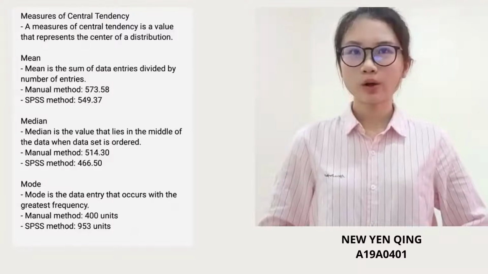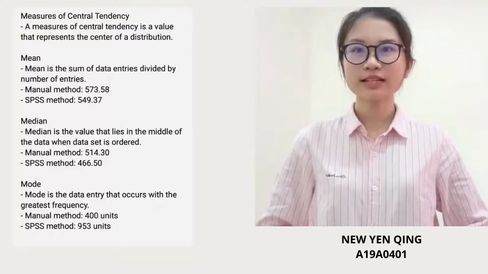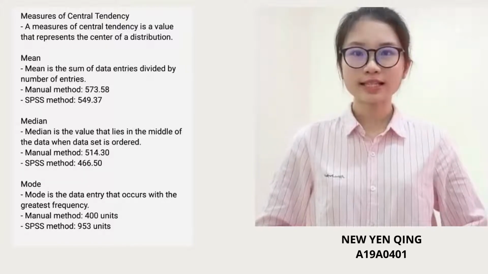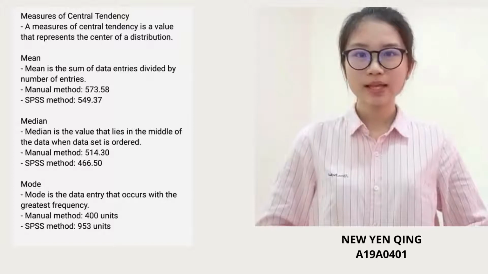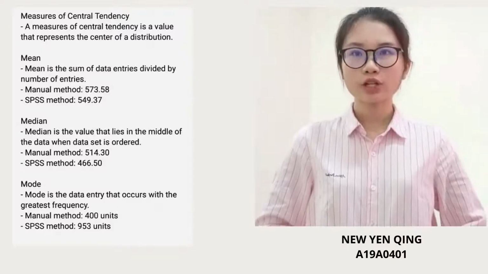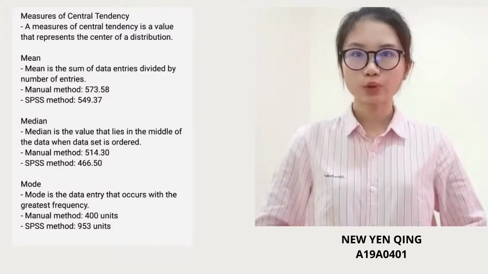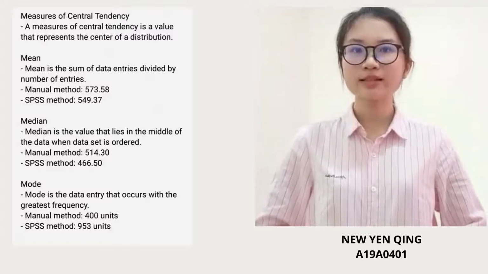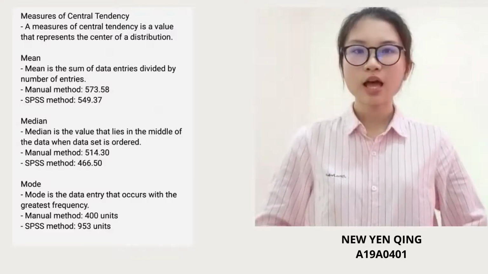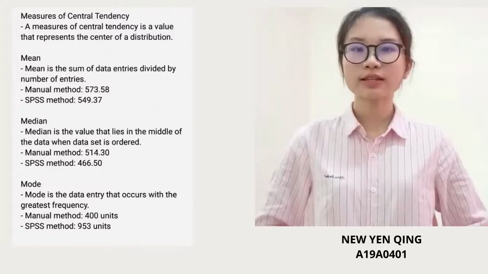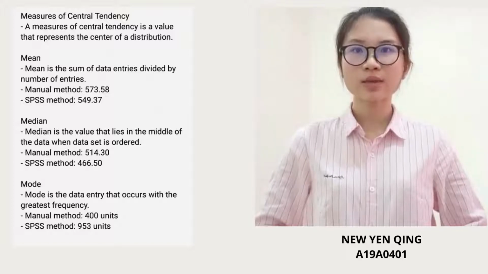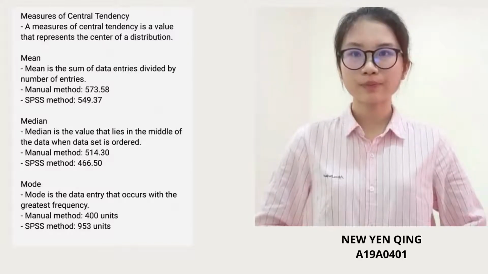Now, I want to talk about 3 measures of central tendency for the data of the statistic report of total number sales of cars in 2016, 2017, and 2018, which are mean, median, and mode. A measure of central tendency is a value that represents the center of distribution. The results for measures of central tendency using the manual method and using the SPSS method show different results.